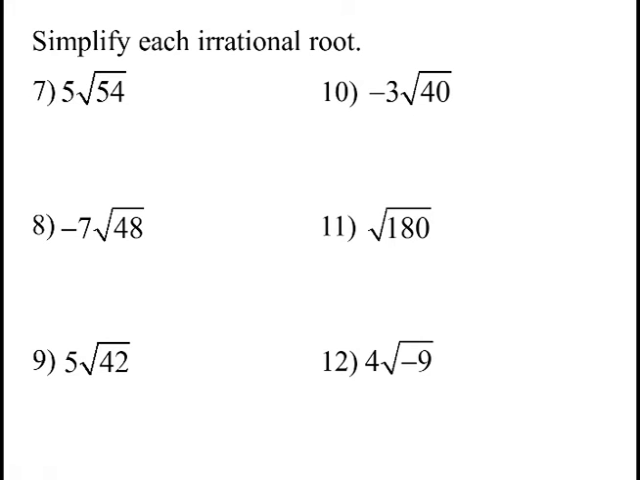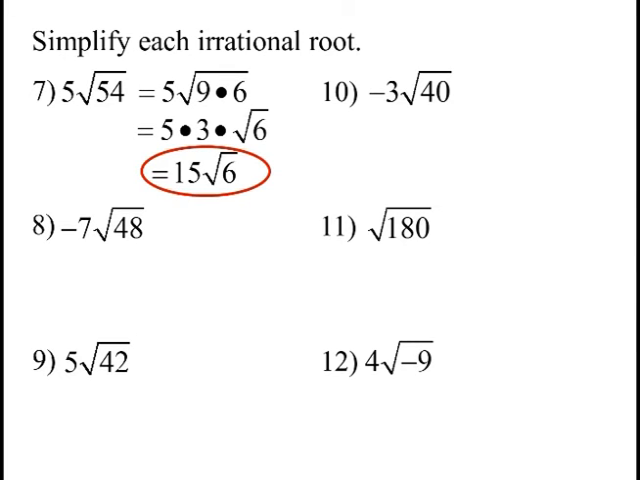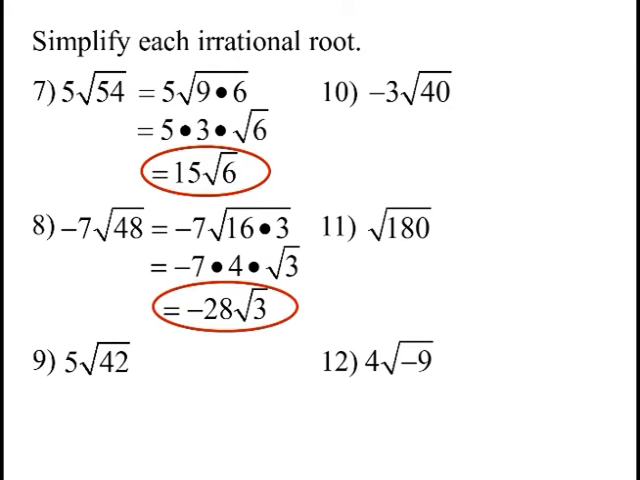So you see, simplifying radicals is much like reducing fractions. You've got to make sure that you reduce it or simplify it all the way. What goes into 54? That's a perfect square. I believe 9 does. So when you take the 9 out, you get 3. But there's already a 5 out there, so 5 times 3 will give you 15 root 6. With 48, you can take out a 16, so that'll be 4. There's already a negative 7 out there, so negative 28 root 3.